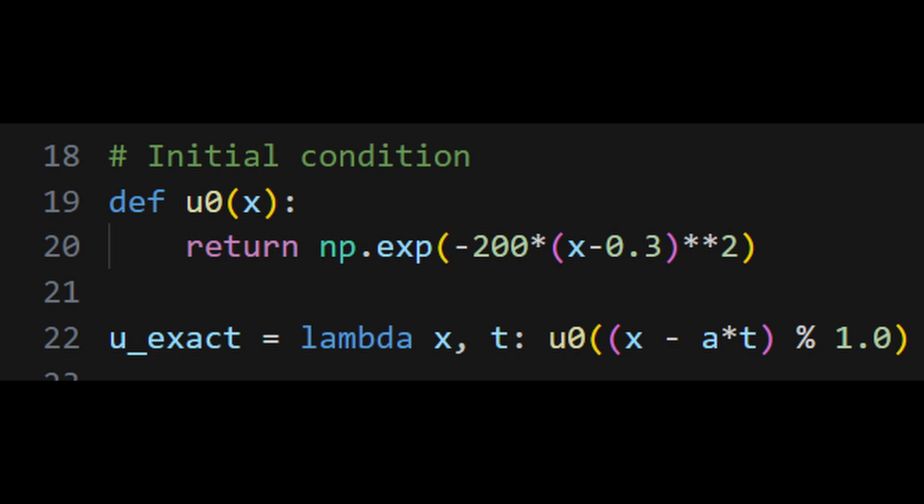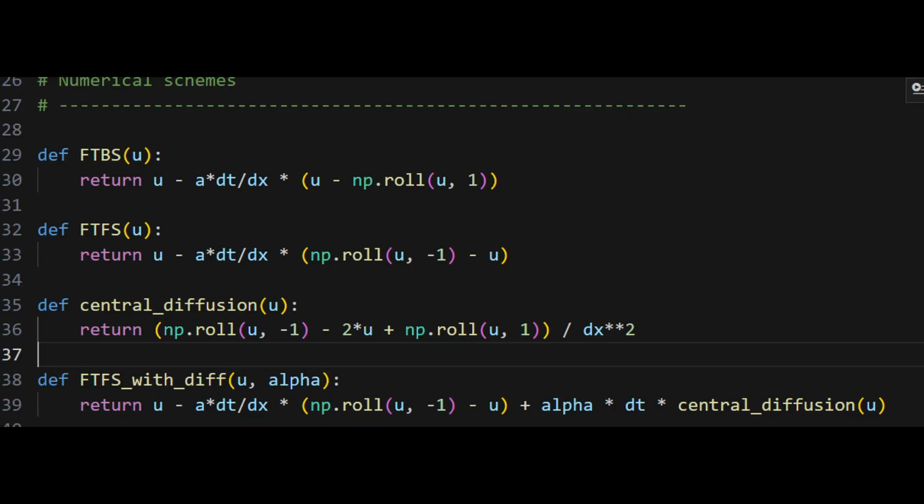to the wave speed. We then implement two numerical schemes. The first is the forward time backward space, or FTBS, which is a stable upwind method and serves as a reference solution. The second is the forward time forward space, or FTFS, augmented with a second-order scalar dissipation term. The dissipation coefficient, alpha, controls the amount of numerical damping.